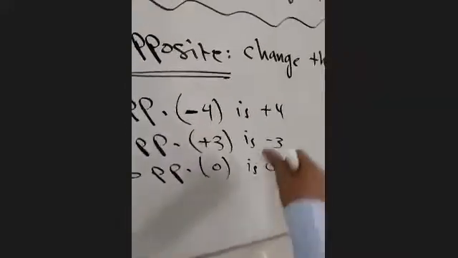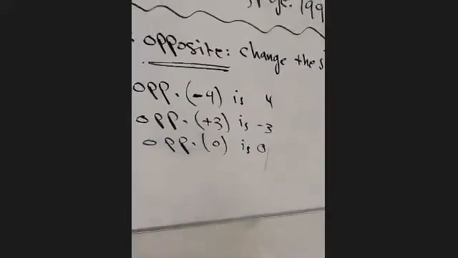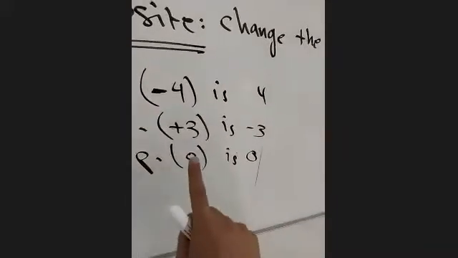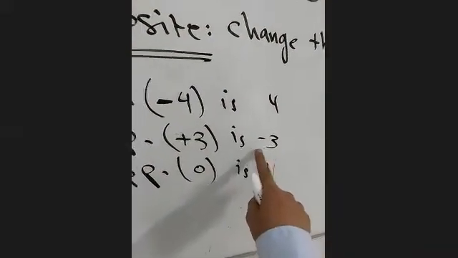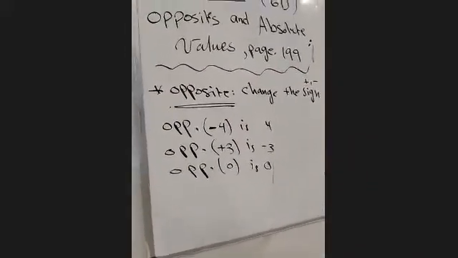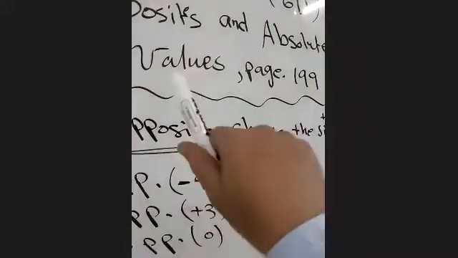Now the plus, guys, it's okay if you don't write it. Opposite of -4 is 4. But opposite of 3 is -3. The negative is very important to write. This is the opposite, guys. It's an easy thing. Let's go to the absolute value.